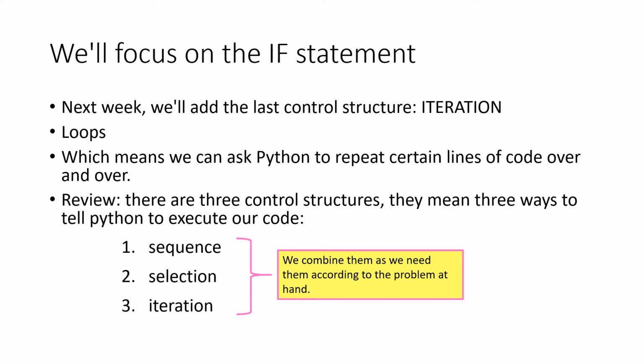And finally, iteration means that we can repeat lines of code. So rather than retyping the code, we use a control structure that tells the programming language to repeat that a certain number of times or until a certain situation is true.